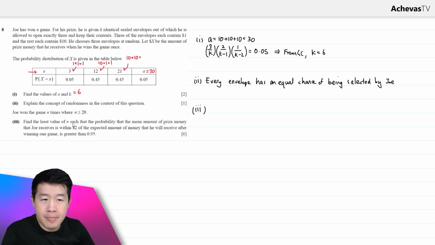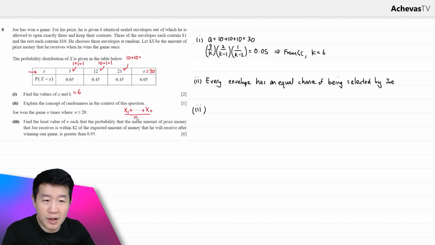Next, part 3. From the first part, we are talking about Joe playing one game. In part 3, Joe is going to be involved in n number of games. And we are going to be looking at the mean amount of prize money that Joe is going to be receiving. So for one game, it is X. For n number of games, we are talking about the mean, X1 plus X2 plus X3 plus all the way until Xn, divided by n. Okay, so this is the mean amount of money that Joe is going to receive.